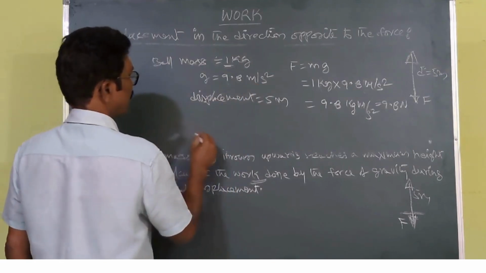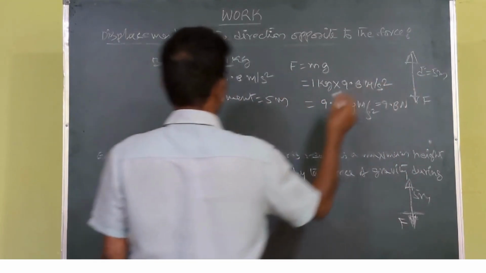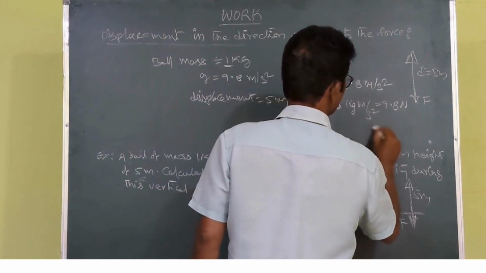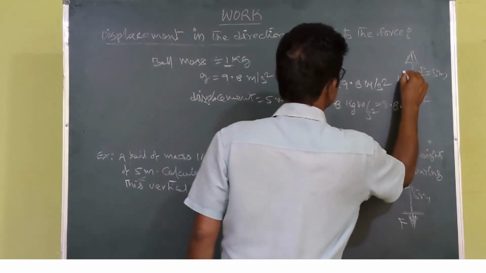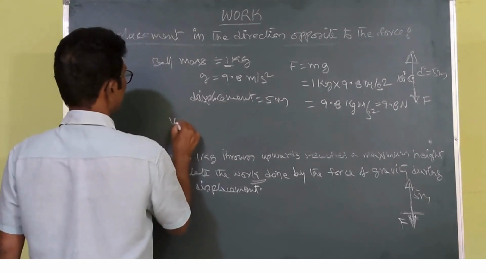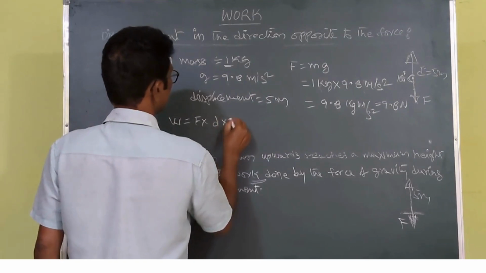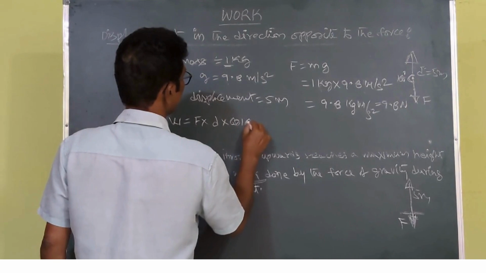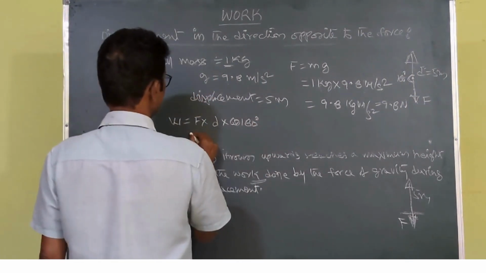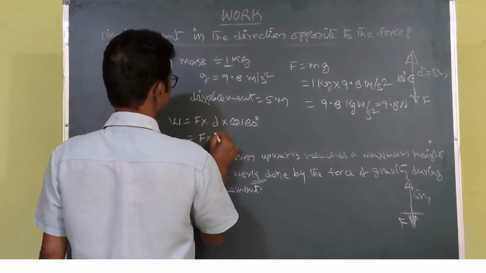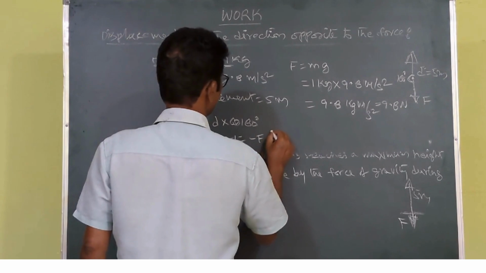The displacement is in this direction, and the angle between force and displacement is 180 degrees. So work done equals force into displacement into cos 180 degrees. This equals F into d into minus 1, which is minus F into d.